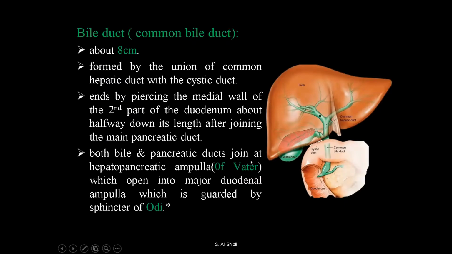The bile duct and the pancreatic duct join at the hepatopancreatic ampulla of Vater in the major duodenal papilla, which is guarded by the sphincter. In surgery, we can divide the bile duct into four parts. This is in surgery, not in anatomy: supraduodenal, retroduodenal, infraduodenal, and intraduodenal. The bile duct is about 8 centimeters.